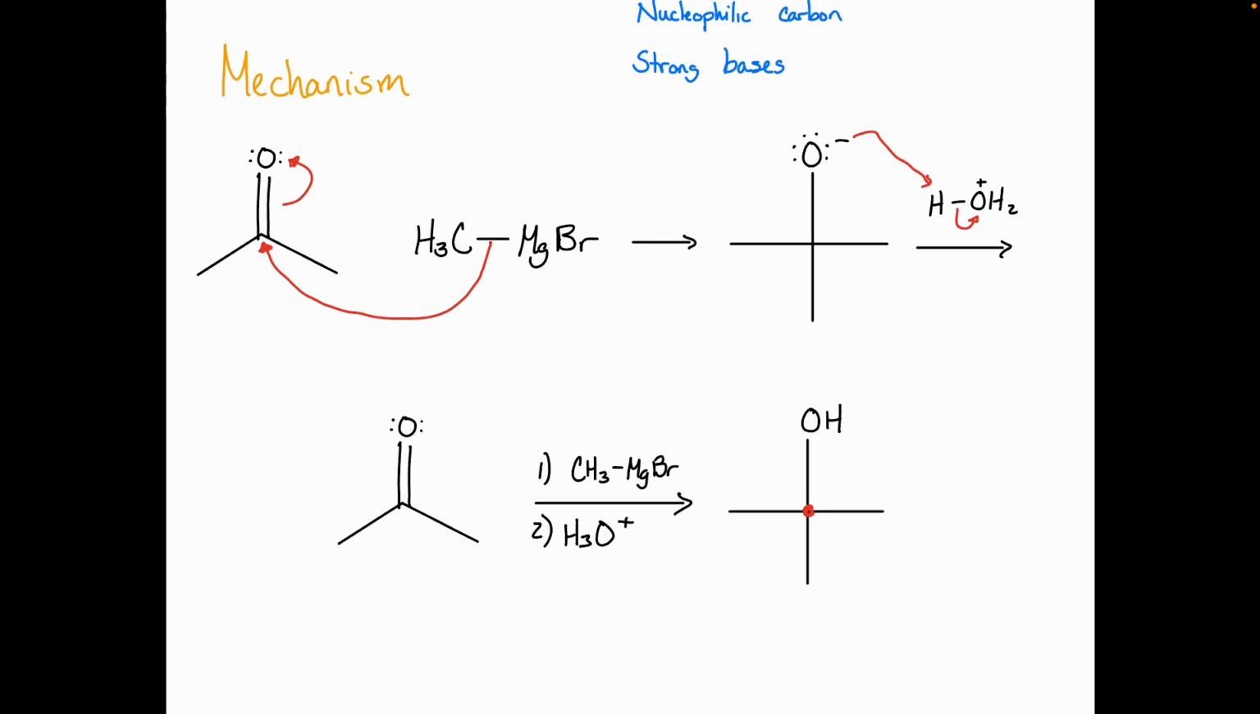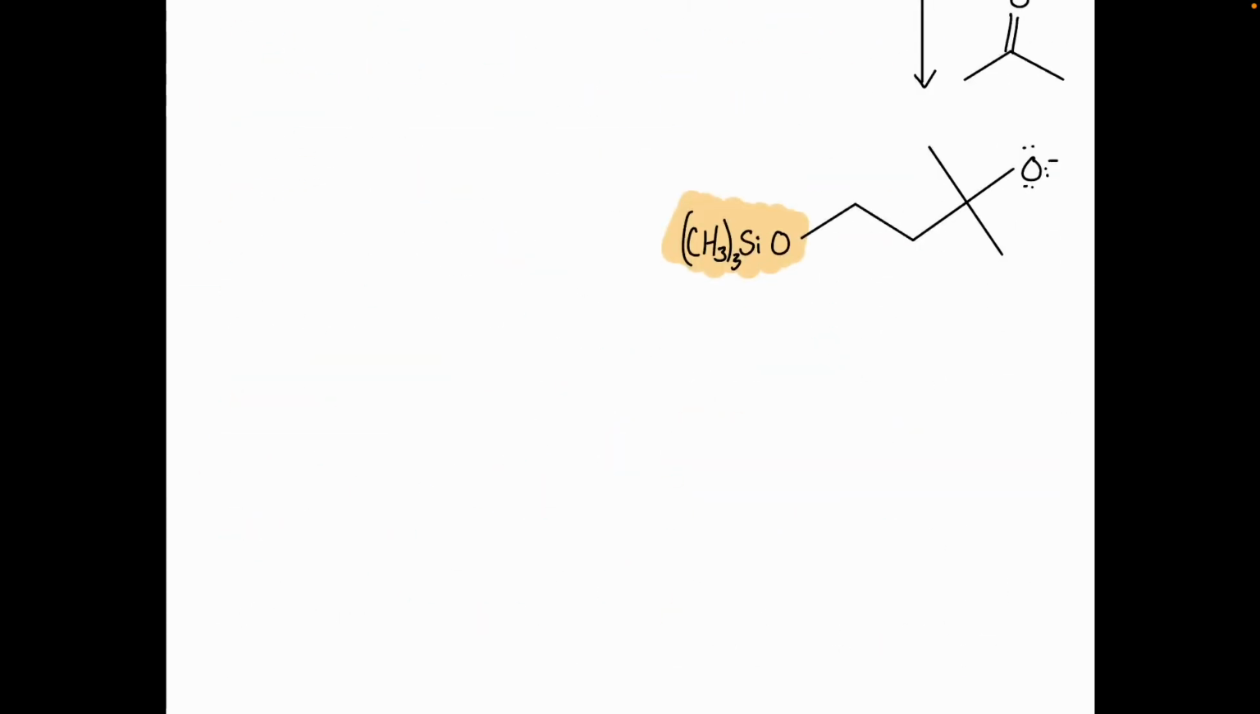And what makes these protecting groups so useful is that we can take them off pretty easily, all right? And so just by adding dilute acid, not only will we protonate this oxygen, we'll also remove that protecting group. Now we got our alcohol group back on that carbon, plus our new carbon-carbon bond from our Grignard reaction.